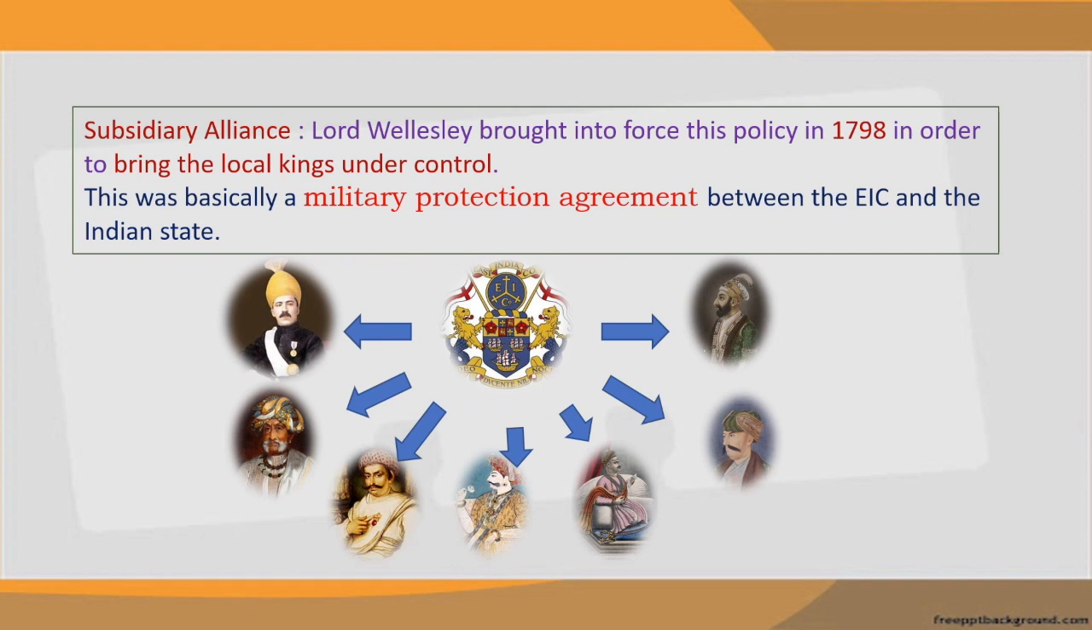Who introduced the policy of subsidiary alliance? Lord Wellesley, who came to India as the Governor General, implemented the policy of subsidiary alliance in 1798. The main objective of this policy was to bring the Indian native kings under the British control. Precisely, the subsidiary alliance was basically a military protection agreement between the East India Company and the Indian states.